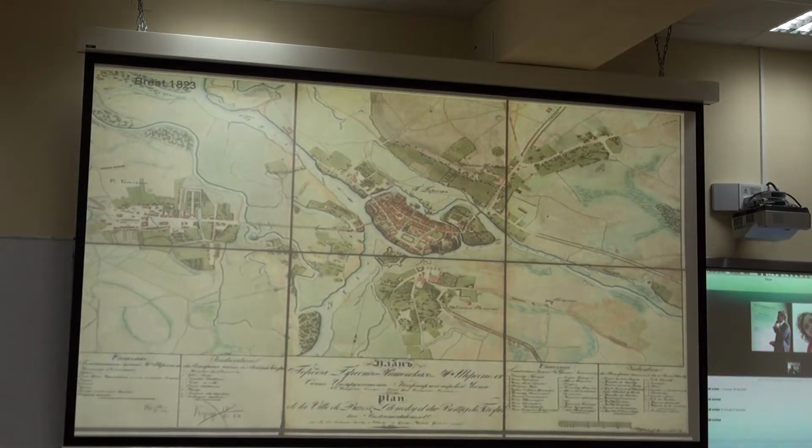So the next one, yeah, just an image of what it was. So if you see this image, then you can tell that what's inside the wall is a city, and what's outside is already countryside.